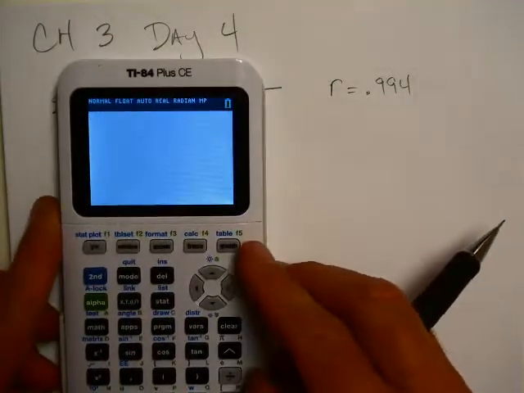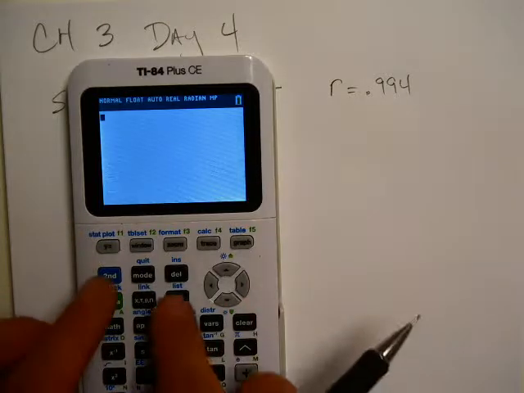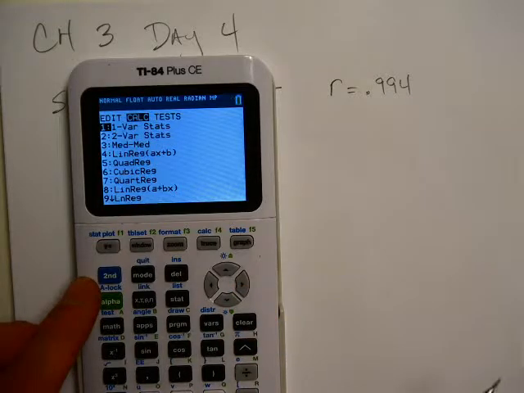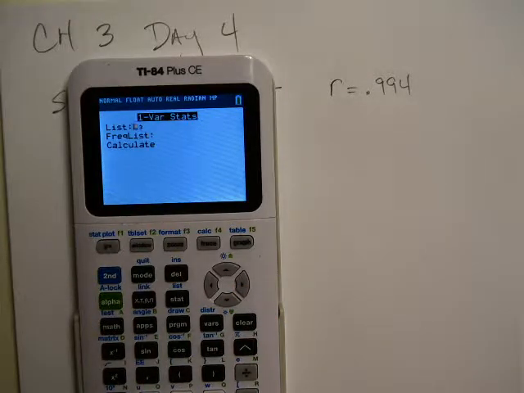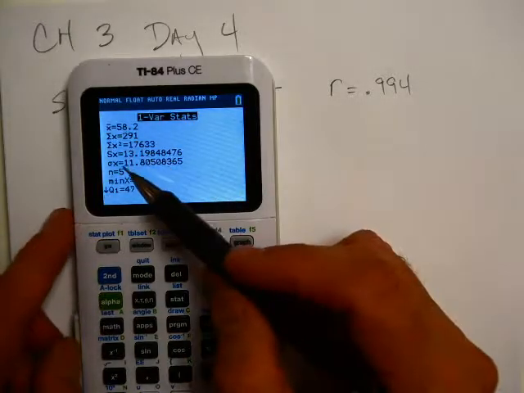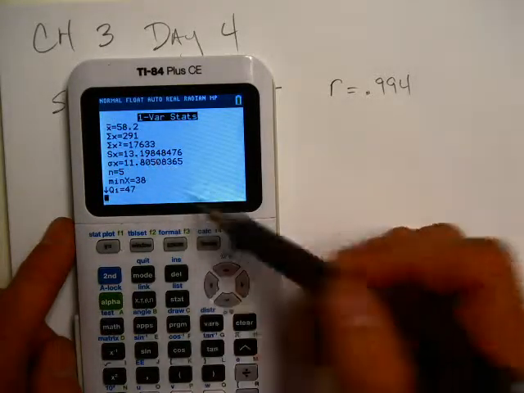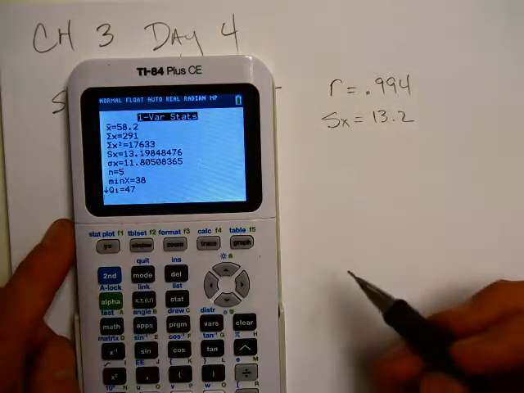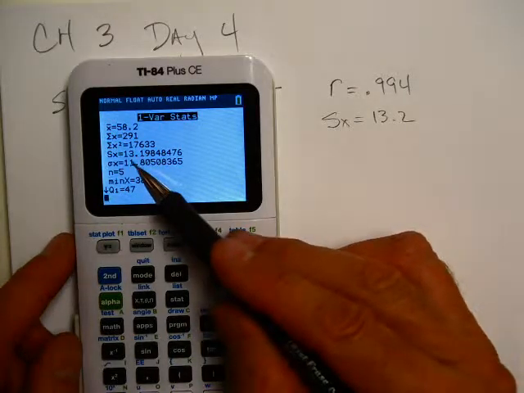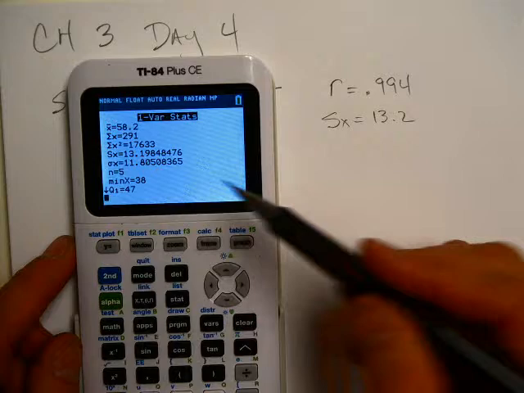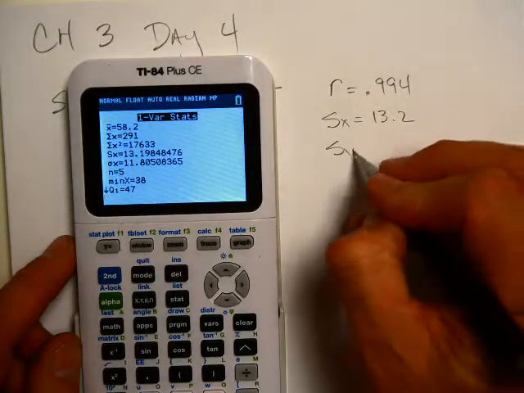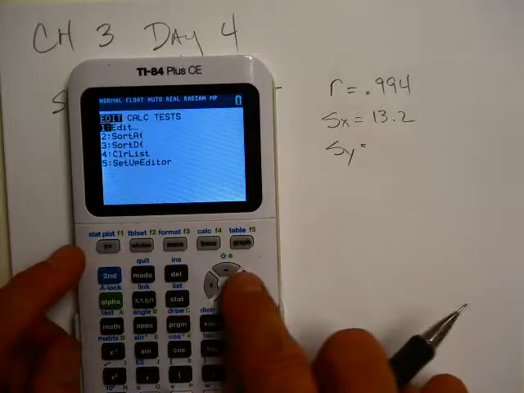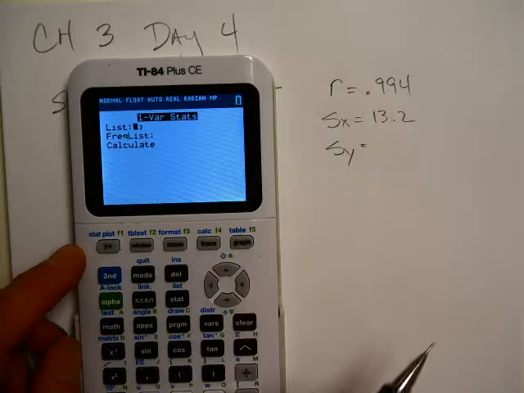So the standard deviation of x, how I can get that is a couple different ways. I'm going to use the 1-var stats, and I'm going to take L3, and I just want the standard deviation, this 13.2. So Sx equals 13.2. Now the calculator doesn't know when I'm using x or y, but I also want the standard deviation of the y values, which would be in L4. We'll call that Sy, just like the book does. So I want to get the standard deviation of L4.